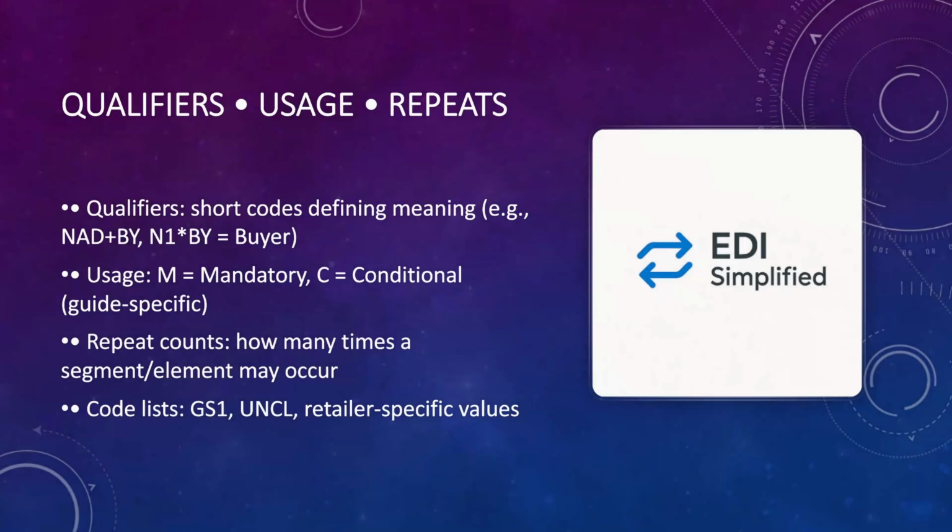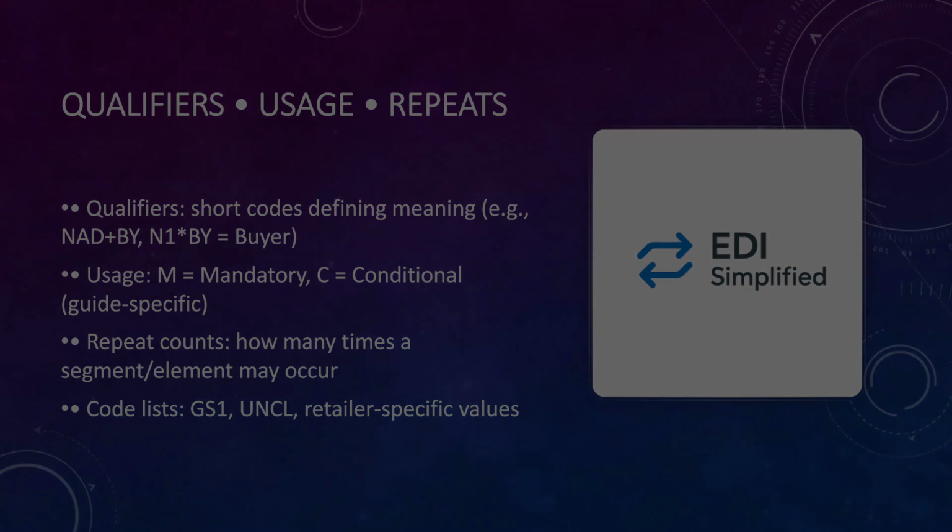Qualifiers are short codes that give meaning to data. For example, NAD plus BY in EDIFACT or N1 with BY in X12 both indicate the buyer. Usage indicators define whether a segment or element is mandatory or conditional, depending on the implementation guide. Repeat counts define how many times a segment or element may appear, which is critical for validation and mapping.